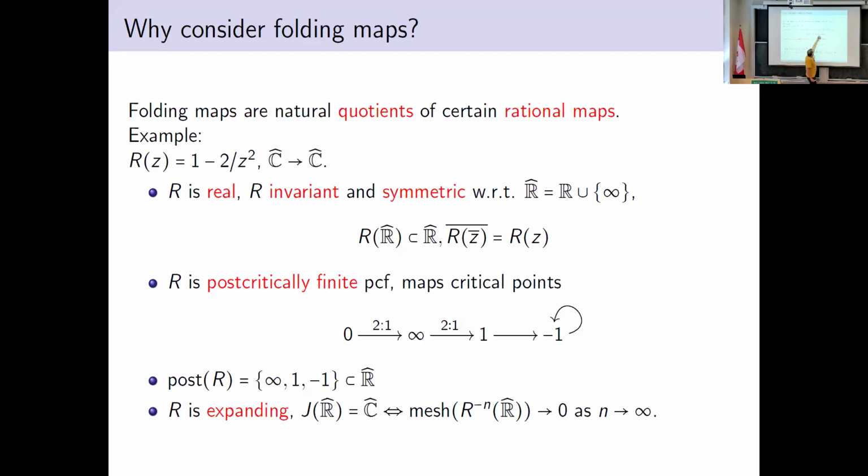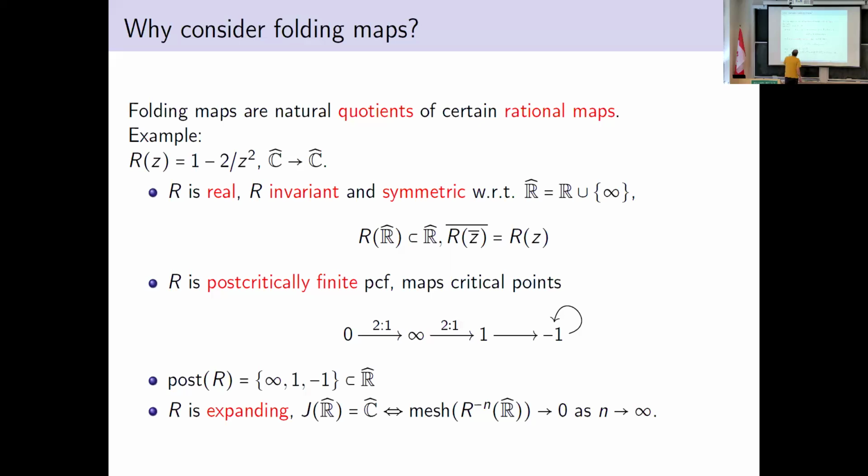And so what does that mean? Well, it's invariant and symmetric with respect to the real line. So the real line is mapped to itself, and it commutes with this conjugation. And it's also very nice. It's a post-critically finite map. So it has 2 critical points, 0 and infinity, and this is how they're mapped. In particular, the forward orbit of all the critical points is finite. It's post-critically finite, and they're all contained on this real line, which is where the map has a certain symmetry.